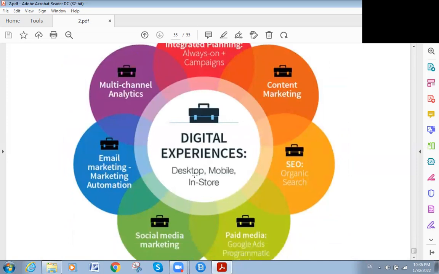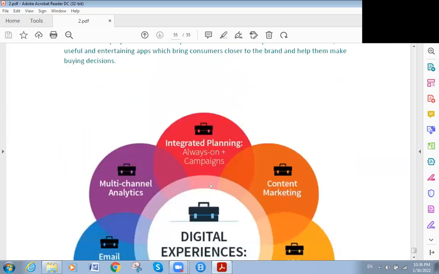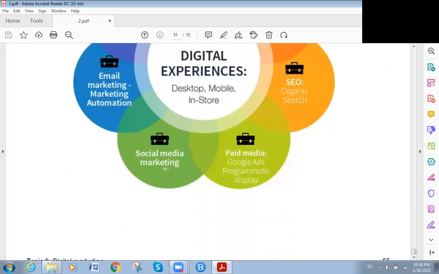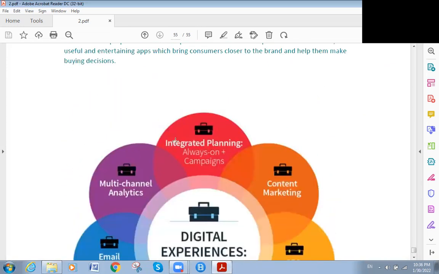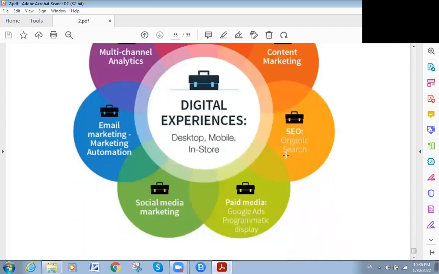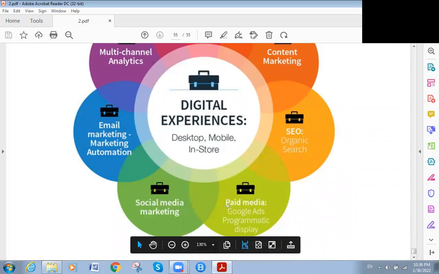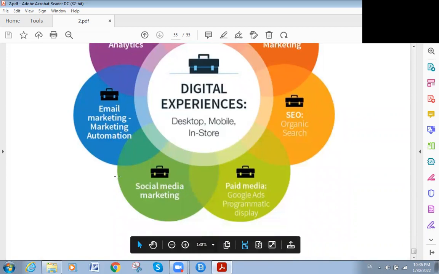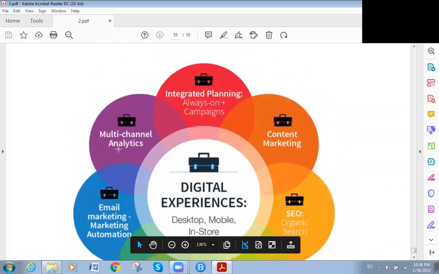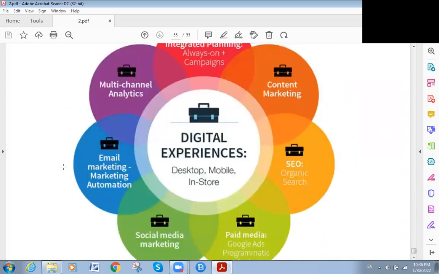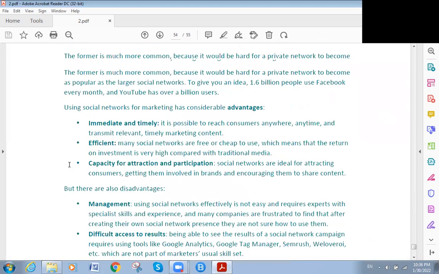The digital experience, this is an example. It includes integrated planning, content marketing, SEO, organic search, paid media, social media, email marketing, and multi-channel analytics. That is all about digital marketing.